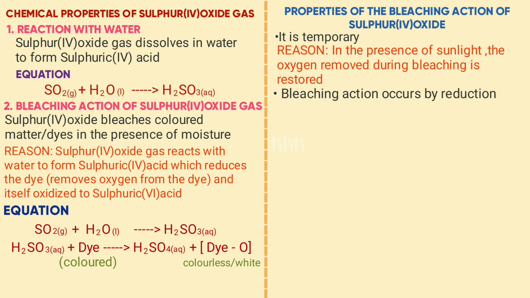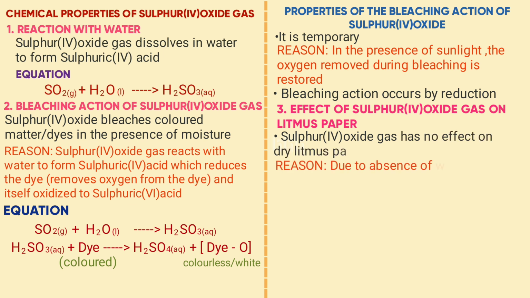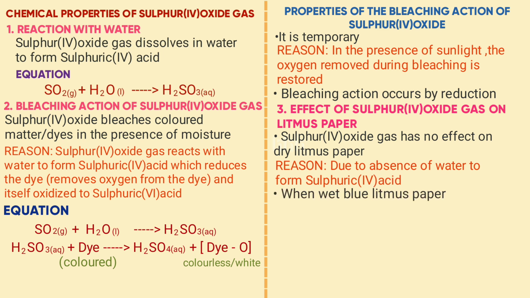Number 3, effect on litmus paper. You look at situations, effect on dry litmus paper. Now, sulfur 4 oxide has no effect on dry litmus paper. Reason: due to absence of water to form sulfuric 4 acid. Wet blue litmus paper, when lowered into a gas of sulfur 4 oxide, changes to red and finally to white.